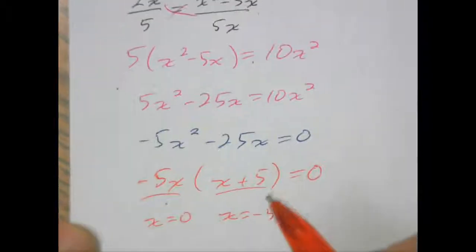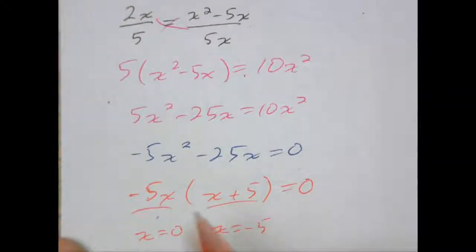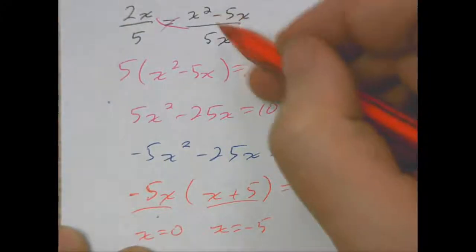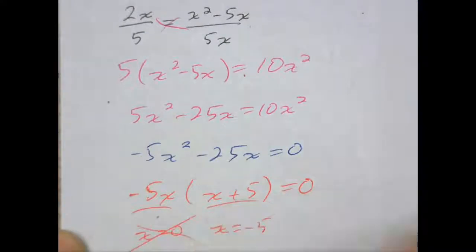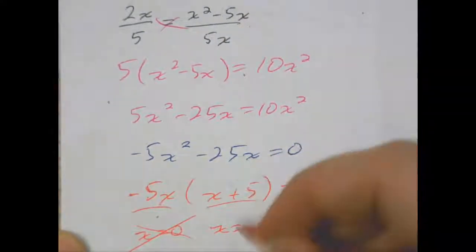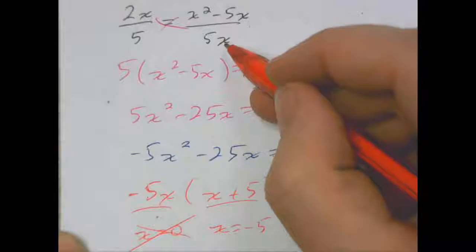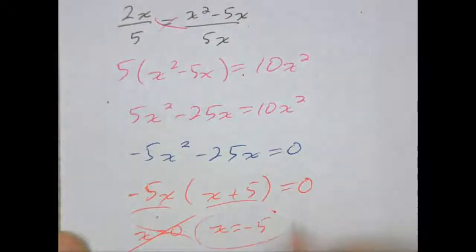Make sure you guys always do this. Don't just assume they're both solutions. So with 0, if I put in 0 for the x's, I'm dividing by 0 right here. 5 times 0 is 0, so that does not work. That 0 solution does not work. If I put in negative 5, 5 times negative 5 is negative 25. So that's cool. That is not 0. So that is indeed our only solution.